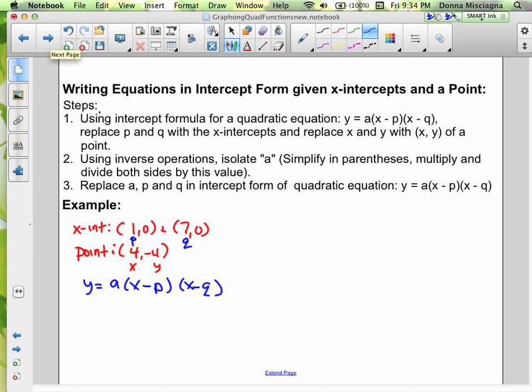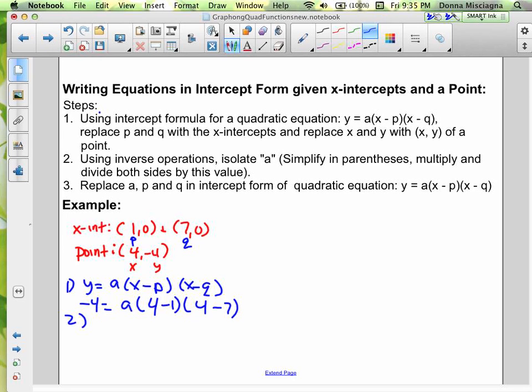Right, so I like to label the p and q, so I put the right value in. We're going to replace y with a -4. We're solving for a. We're going to replace x with a 4, p with a 1, and then we've got another x, so that's still going to be a 4. Every x is going to be 4. And then our q is 7. All right? So that's step 1.